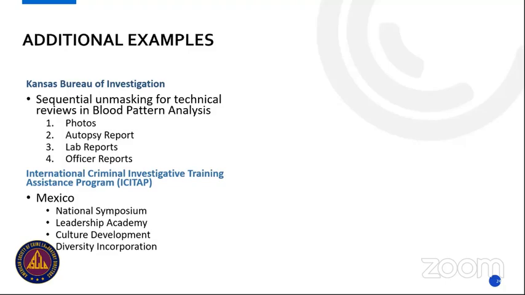And then ICITAP. I had the honor of participating with them in their efforts to help build forensic science infrastructure across the world. We went to Mexico, and they had their first ever national symposium in which we really talked about how you build these quality cultures and what contributes to that effort. We incorporated the ASCLD Leadership Academy that was tailored to the needs of Mexico. And one of the things that comes out of that is this diversity in discussion, and incorporating that ultimately in the systems that you design and develop.